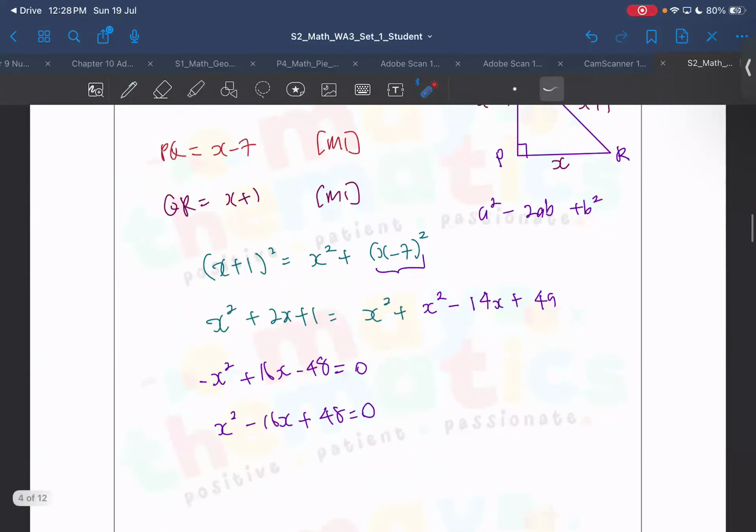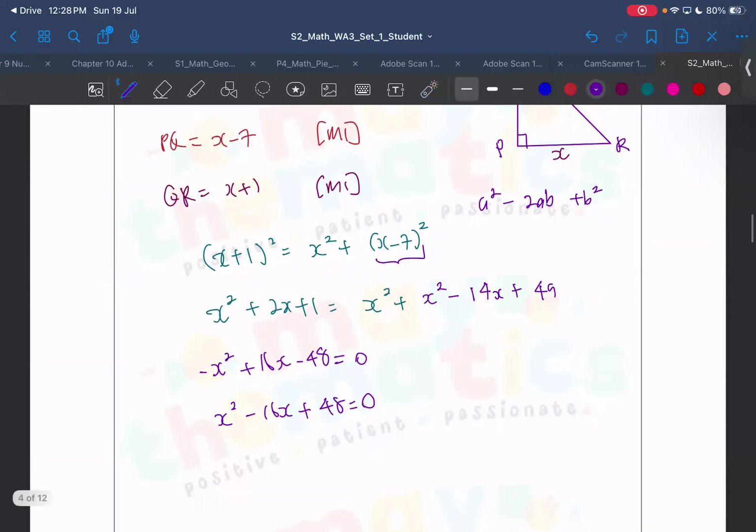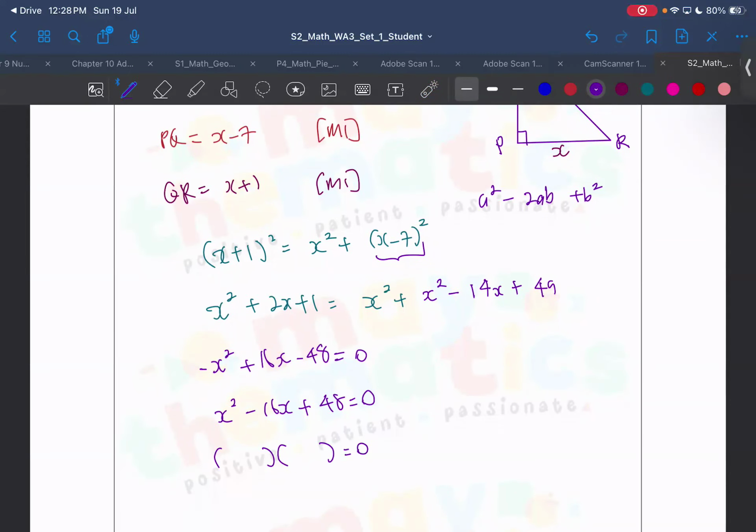Then you all go and revise how to press your calculator to find the two factors. Sean, can you remember how to find the two factors? Twelve and 4. Yeah, so how to write it in this form? X plus 4, then x plus 12. Nope. X minus 4. Yeah.